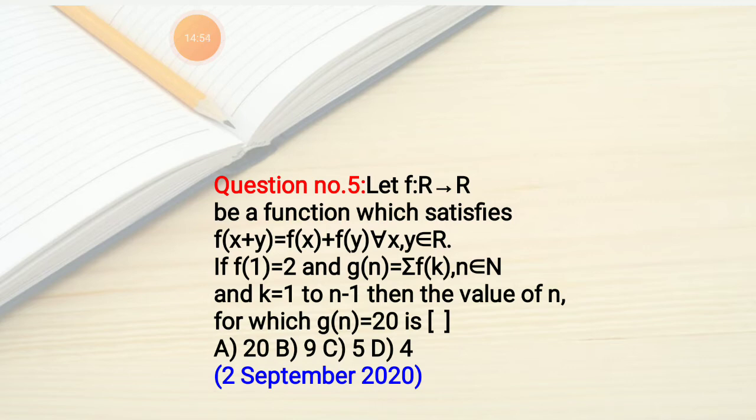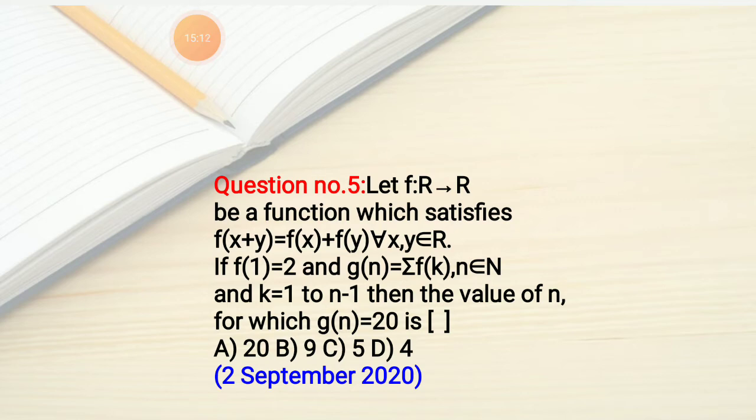f(2) is 2 into f(1), so 2 into 2. So f(2) is 4. Now to find f(3), you take x = 2, y = 1: f(2 + 1) = f(2) + f(1). So f(3) is equal to f(2) + f(1).